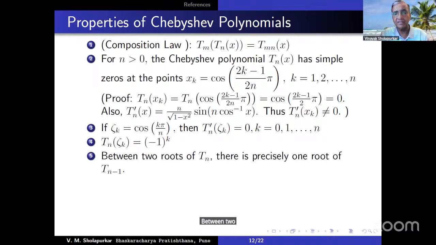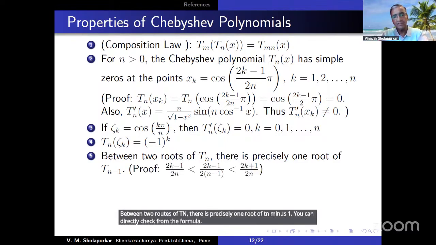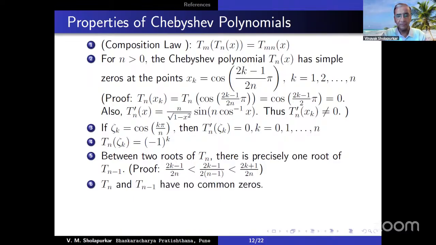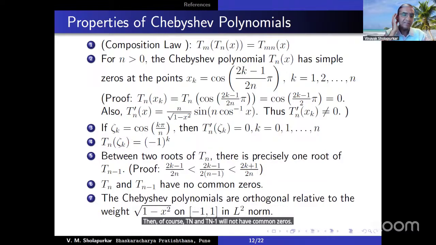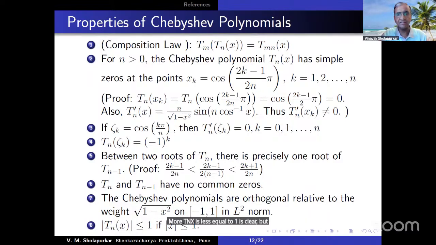Between two roots of Tn, there is precisely one root of Tn minus 1. You can directly check from the formula. This is the proof in short. Then of course Tn and Tn minus 1 will not have common zeros. And this is a very vast area, so I am just quoting this. We have several orthogonal systems. In the study of special functions, we need orthogonal systems. So Chebyshev polynomials are orthogonal with respect to this weight in the L2 norm. Mod Tnx is less than or equal to 1 is clear because it is cos nx.